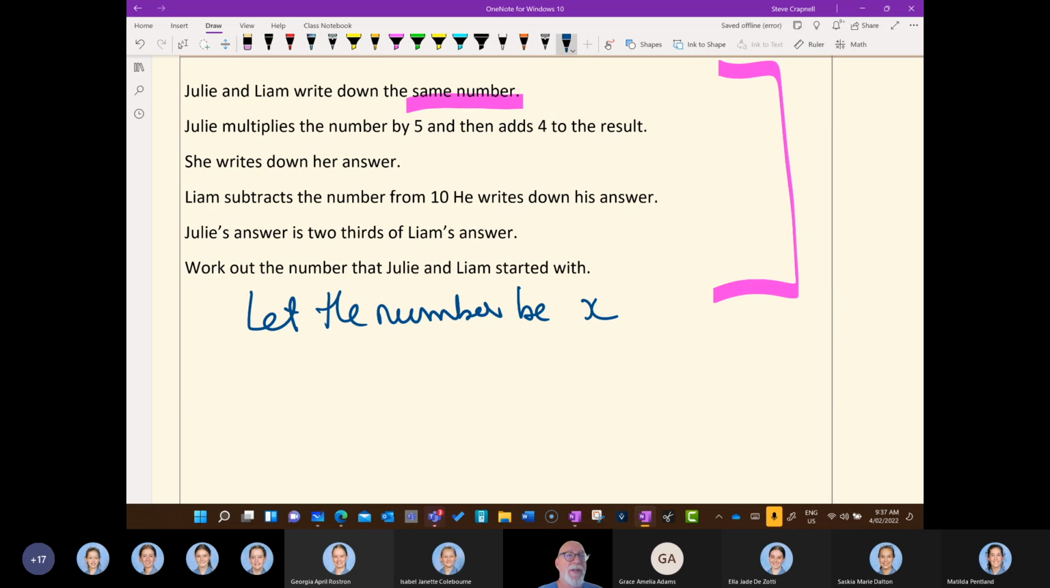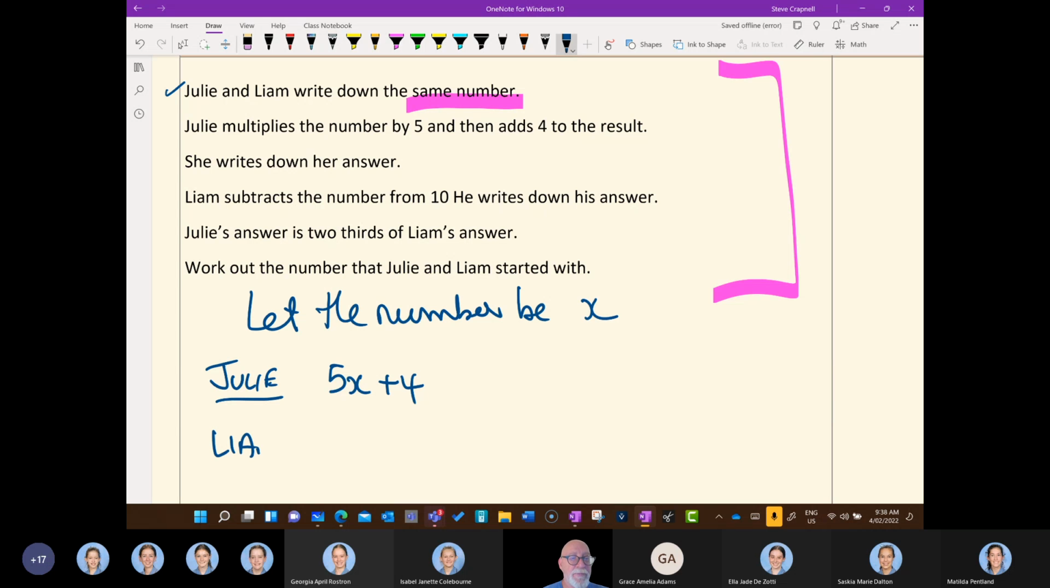Step 2. So I've dealt with that. Julie, okay, let's deal with Julie. Let's see if we can get Julie organized. Julie multiplies the number by 5. That's cool. And adds 4. She writes down her answer. Okay, cool. If we knew what x was, if x was 2, her number would be 14. If x was 3, her number would be 19. But we don't know what Julie's number is.